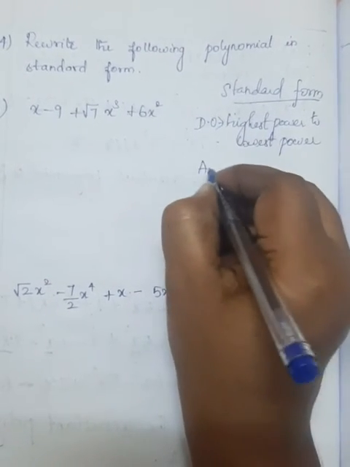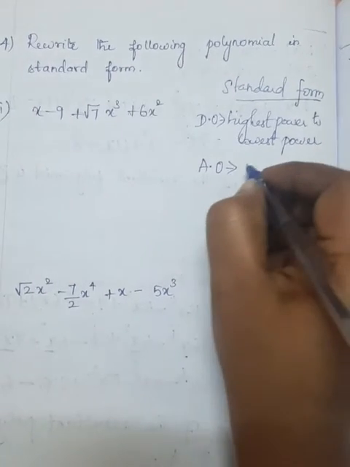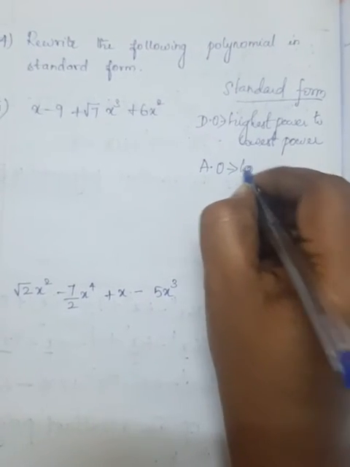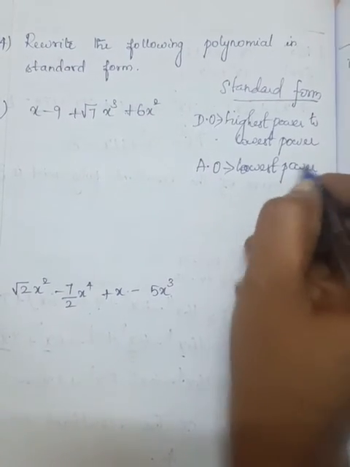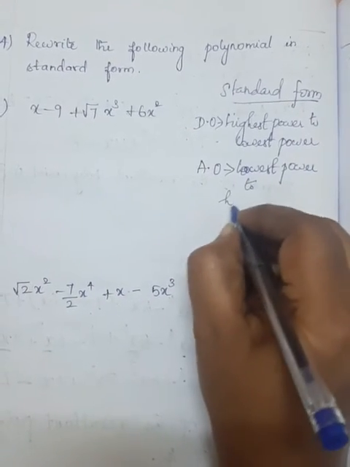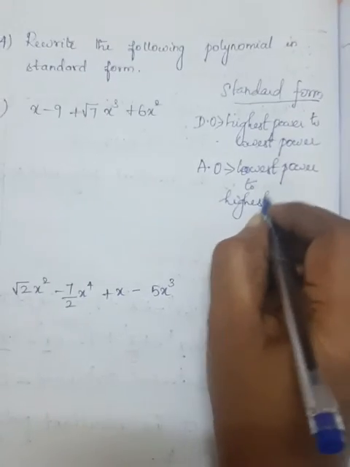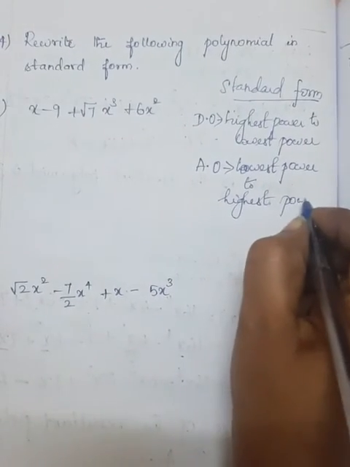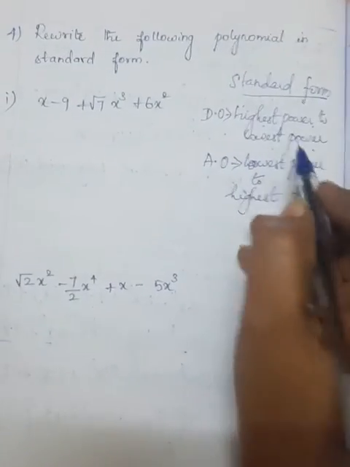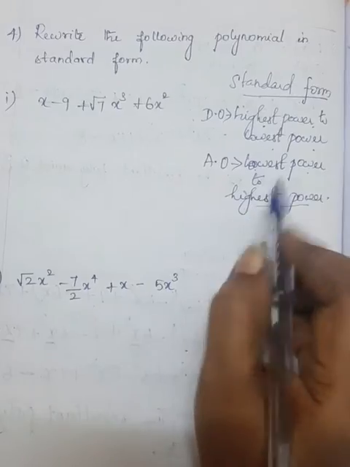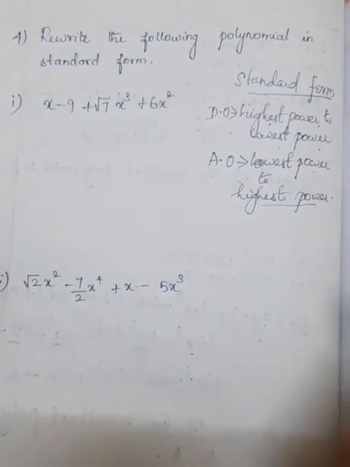Next we have ascending order. Ascending order means lowest power to highest power. So you can write in either way. That is what is standard form. Either you can write from highest power to the lowest power, or else from lowest power to the highest power. Both are standard form only.